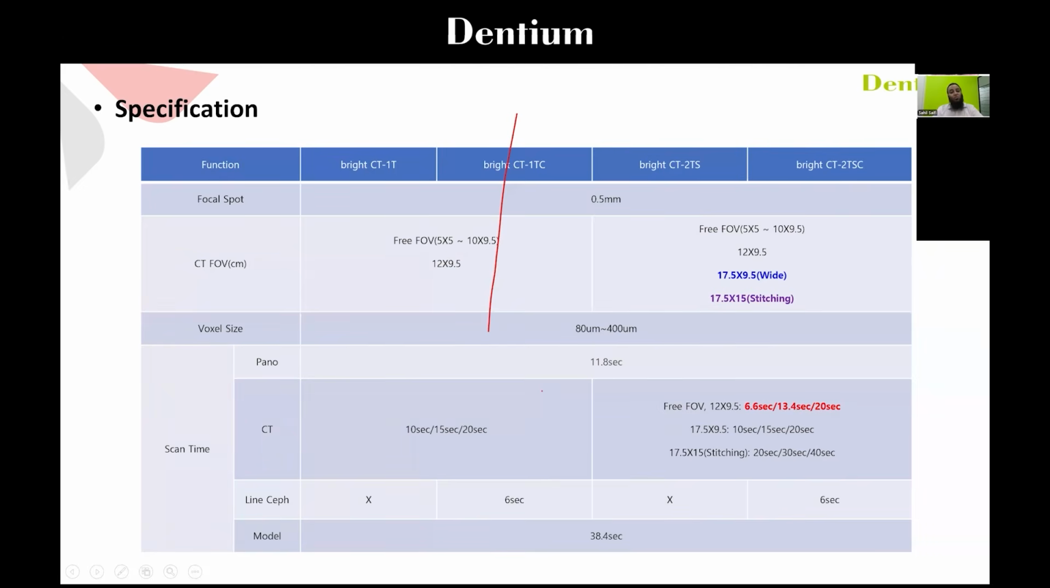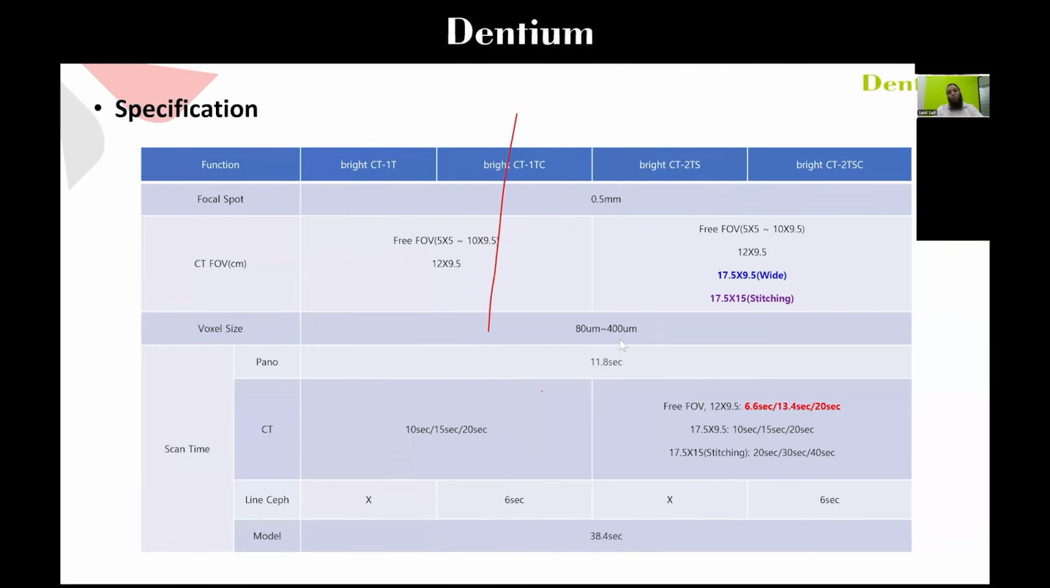Sometimes, if we are taking 5 by 5, it covers around 2, 3 or 4 teeth. But sometimes we need to see 6 teeth or only the maxilla or the half jaw. So in that case, there is no need to take a full scan. We can just use the free FOV. We can change the ROI as per our requirement. It zooms in or zooms out according to our requirement. And that's why the scanning time is less and the radiation is less.